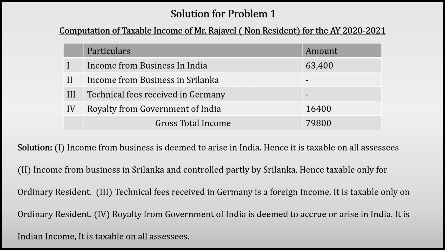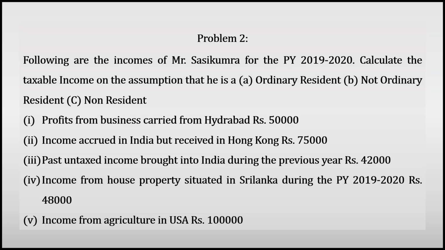So if it is taxable for a non-resident, we put it in the column. If it is not, we put a dash. Then if you add the amount column, whatever you get is the gross total income of this person. That's how you wind up the sum. Now we'll go to the second sum.